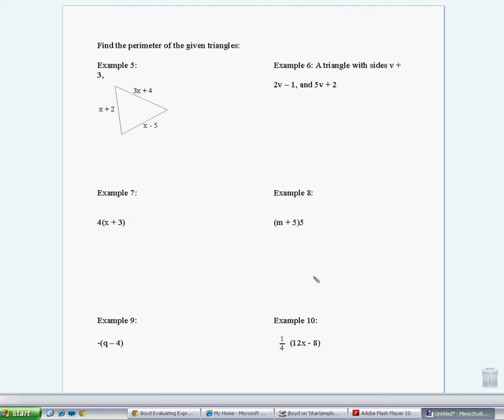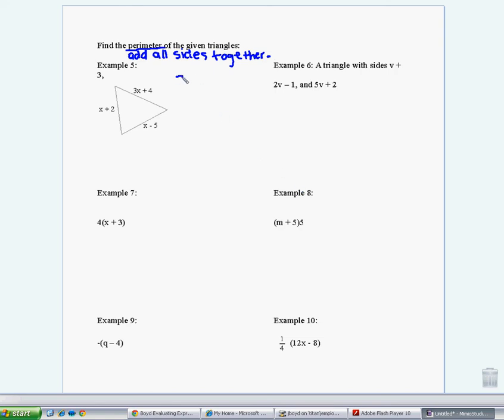Okay, we can also combine like terms when we're finding perimeter. So it's asked us to find the perimeter of the given triangles. So that means I'm going to add up all the sides of the triangle. That's what perimeter means. Add all sides together. Just to refresh your memory.